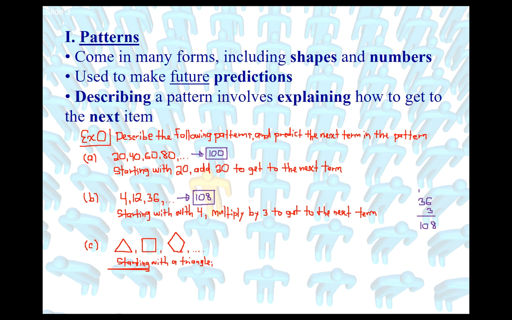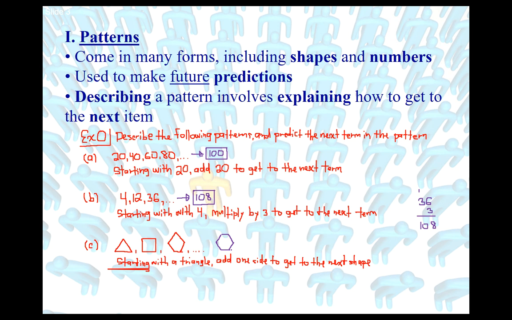So I'd say starting with a triangle, add one side to get to the next shape. So what would my next shape then be? A 6-sided shape. What's a 6-sided shape? It's a hexagon. So you'd have 1, 2, 3, 4, 5, 6.